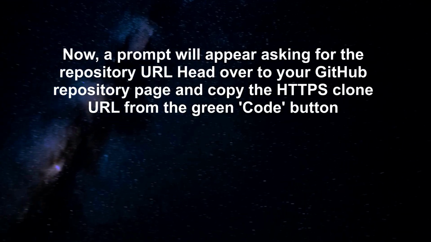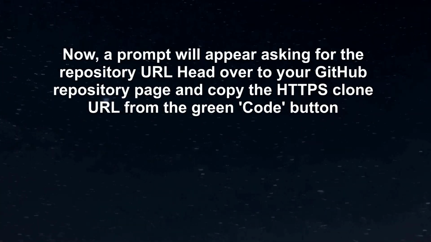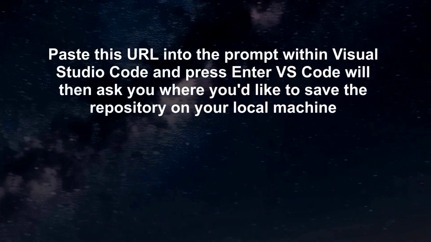Head over to your GitHub repository page and copy the HTTPS clone URL from the green code button. Paste this URL into the prompt within Visual Studio Code and press Enter.